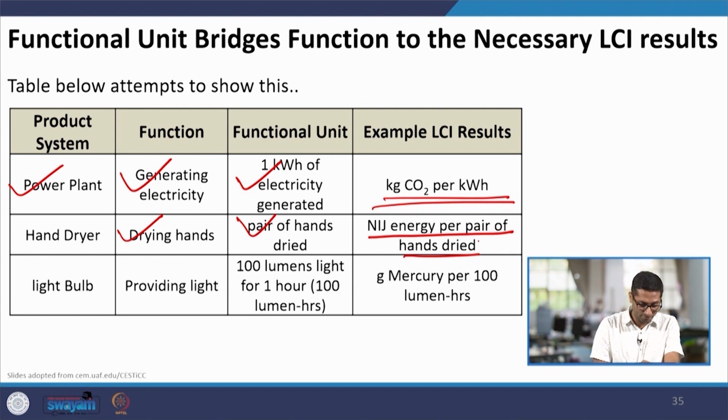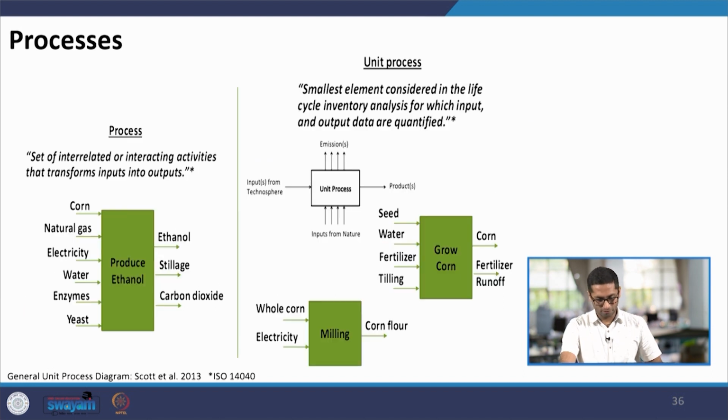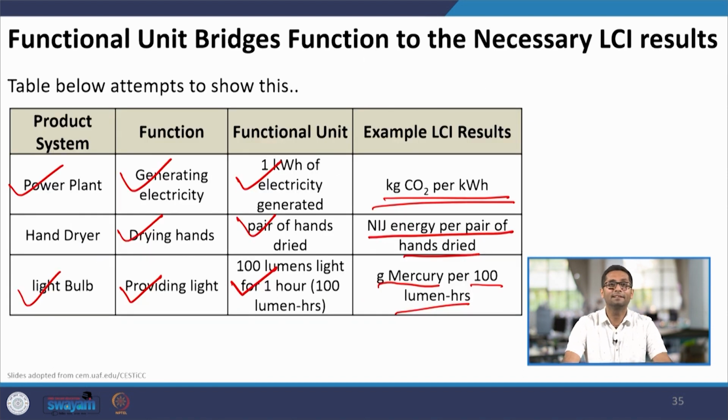A typical example for the light bulb would be providing light. The function unit could be 100 lumens of light for 1 hour, or 100 lumen hours, and a typical result could be maybe grams of mercury emitted per 100 lumen hours. So, these are some examples to make you understand the importance of the function unit. It is not a very trivial task, how that is used for normalizing all the impacts for the different inputs and outputs that happen throughout the life cycle of a product and process that is being considered.